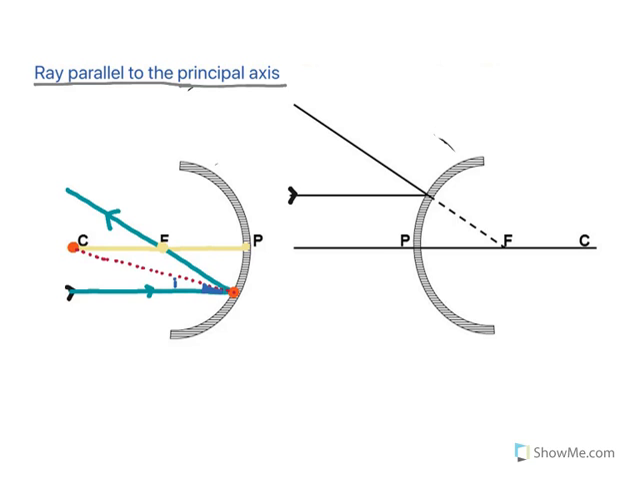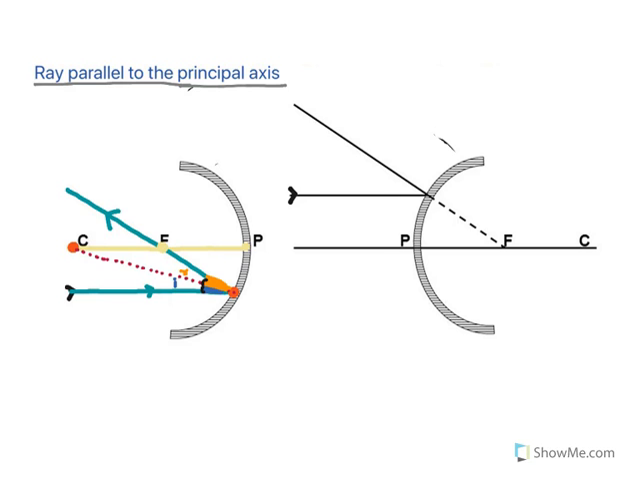And the angle of reflection is the angle between the reflected ray and the normal. So here is the reflected ray and this is the normal. This is your angle of reflection. So here we have marked the angle of incidence and this is the angle of reflection.